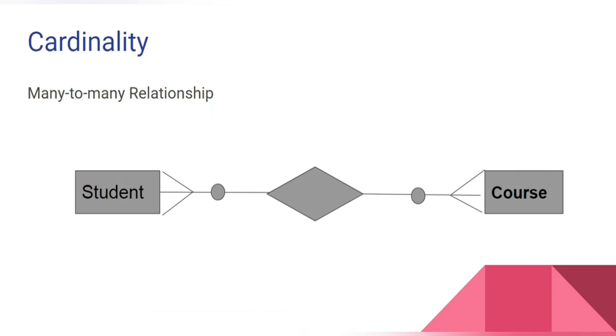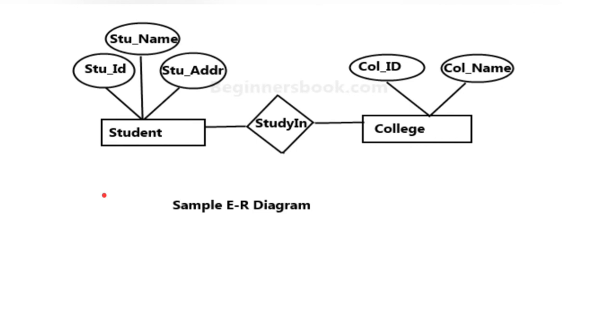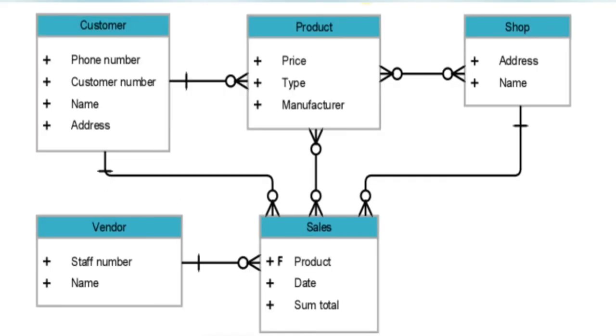Many to many relationship. Here we have student many and course many. A student can get 0 courses or many courses, and a course can be assigned to 0 students or many students. So it's all about the story of the ERD model.